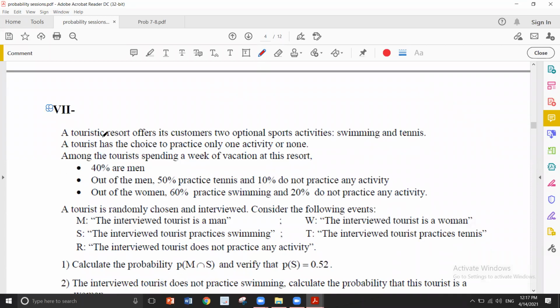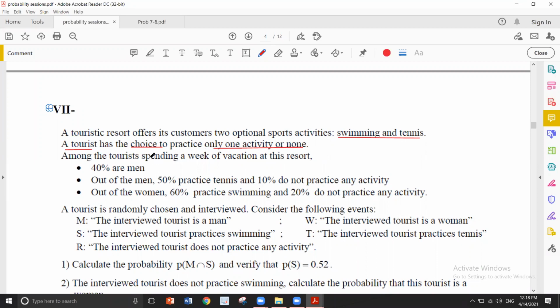A touristic resort offers its customers 2 optional sports activities: swimming and tennis. So we have 2 optional sports activities: swimming and tennis. A tourist has the choice to practice only one activity or none.